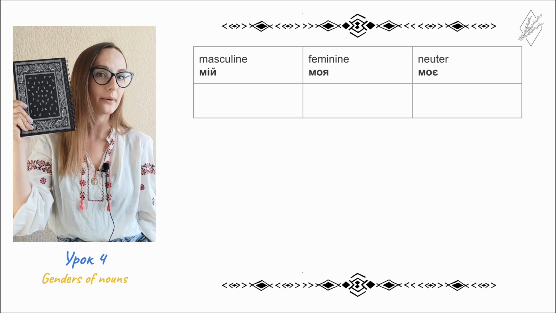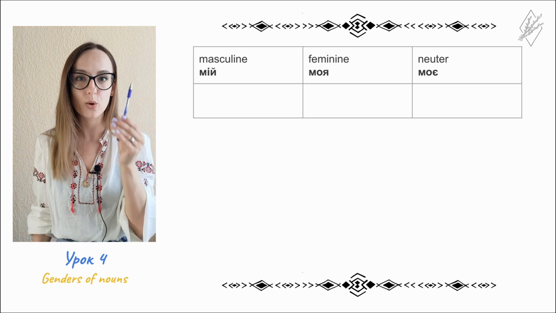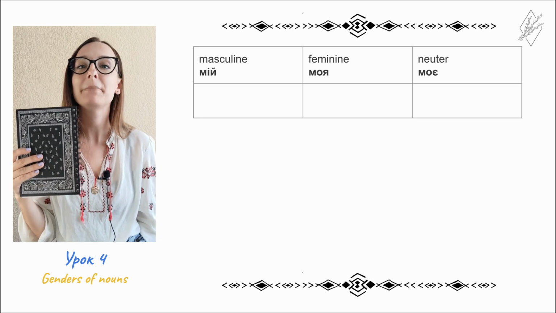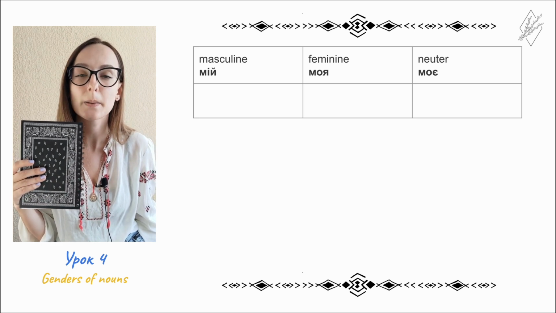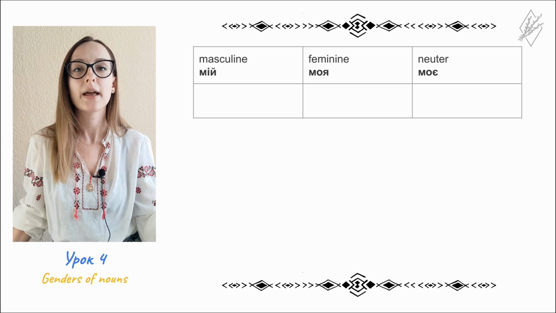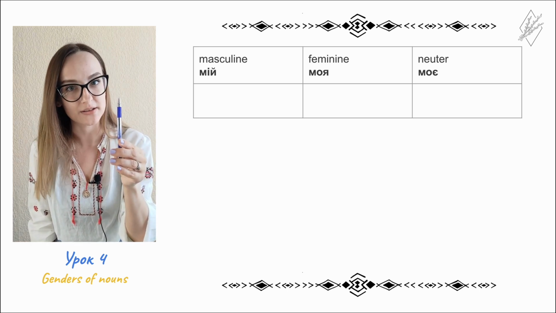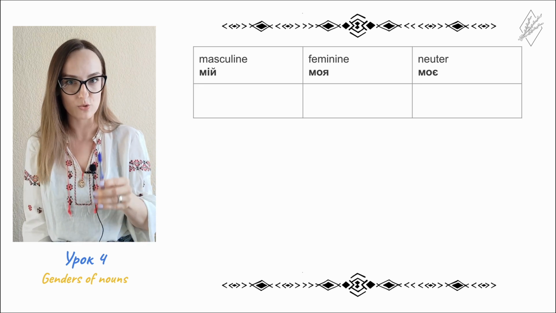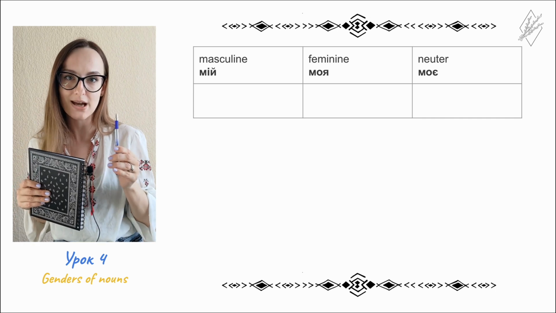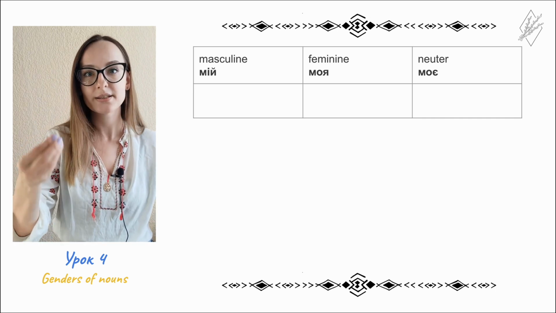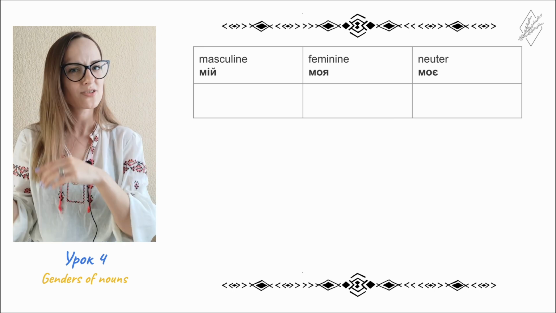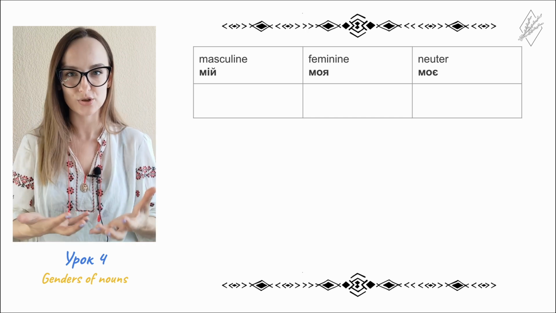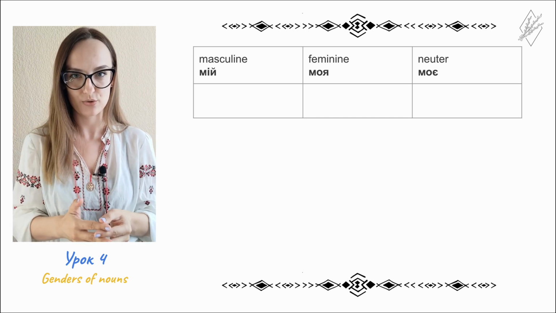Записник will be masculine and ручка will be feminine. So my notebook, I will say мій записник. And for pen, which is feminine, I would say моя ручка. Мій записник, моя ручка. So this word my depends on the gender. And it will work not only in this structure, it's just an example of why you need to know the gender of the Ukrainian nouns.